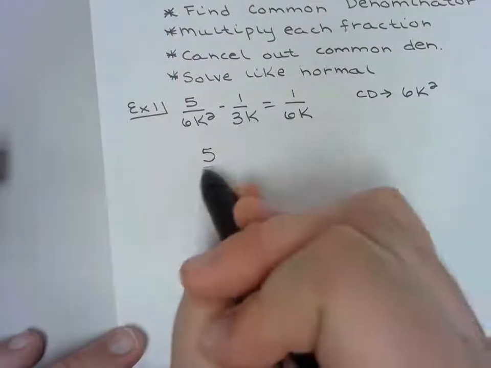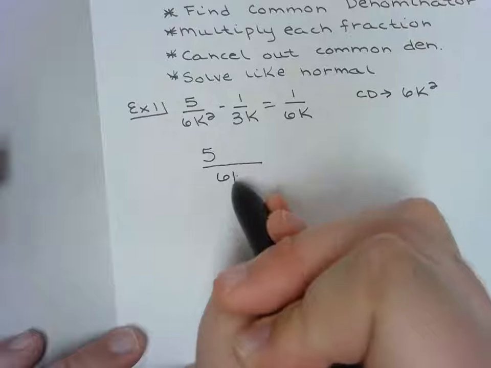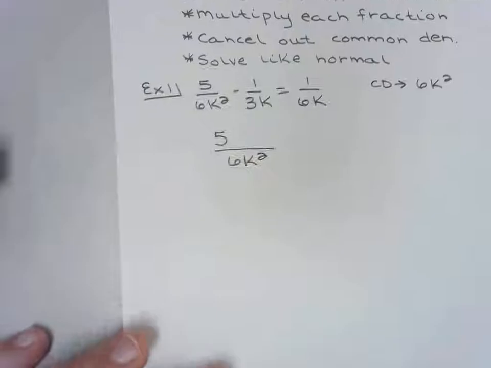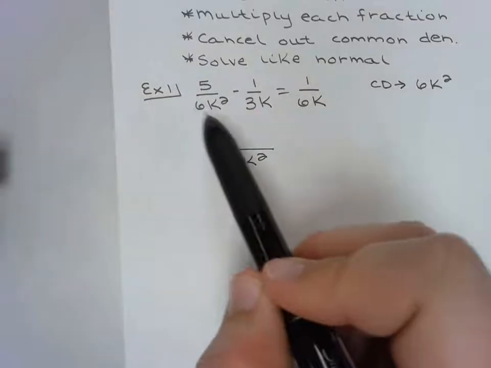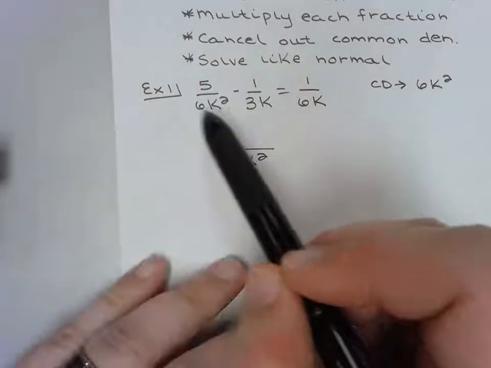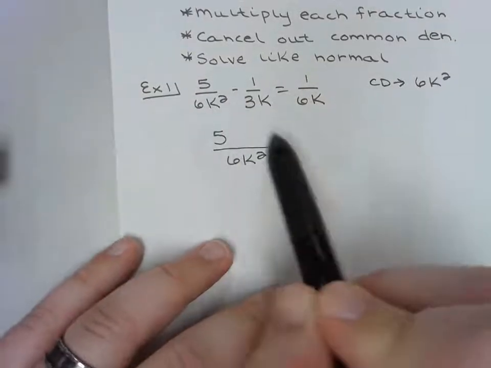Is it just a 5 because you're already canceling out? No, I'm going to write it. If you want to write the denominator, I'm going to put the two fractions together on the left as we work through them.